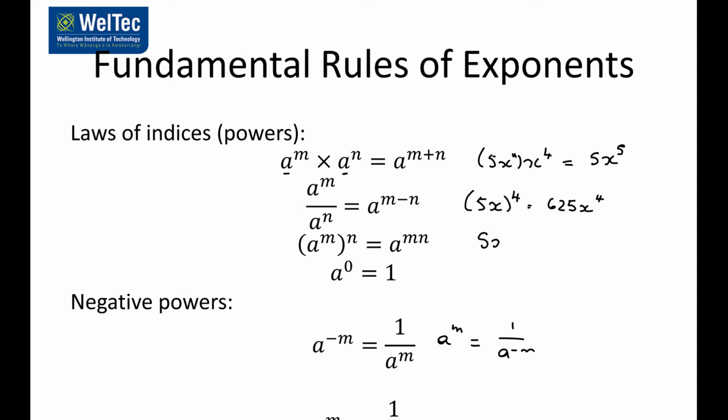Similarly, 5x squared to the power of 3. The 5 has to be cubed, that would be 125. The x has to be to the power of 2 times 3, which is 6. Something like 5x to the power of negative 4. The 5 has to be to the negative power of 4 as well, so that would be 625 on the bottom. It would be x to the 4 on the bottom and 1 on the top.